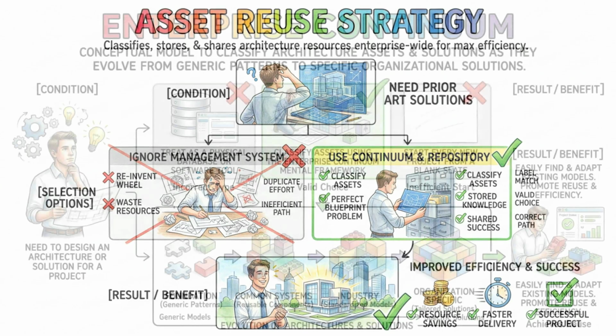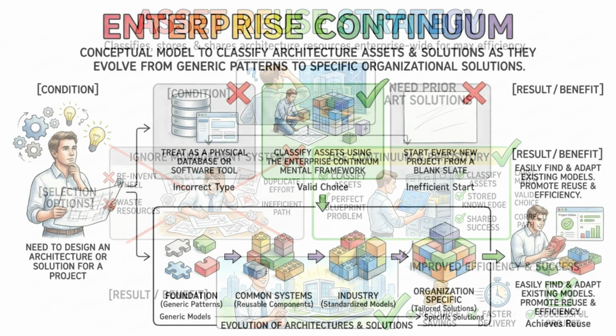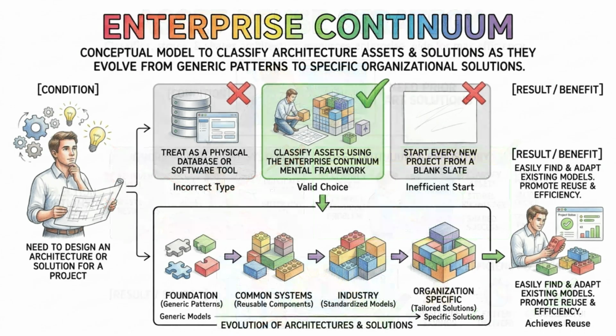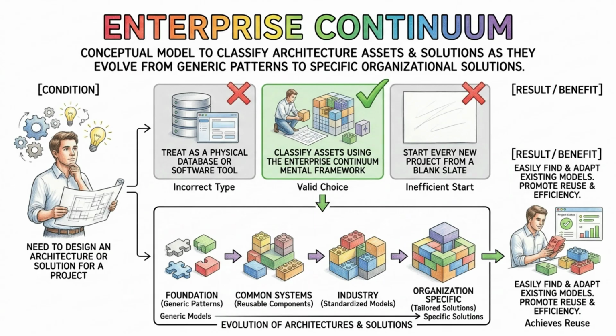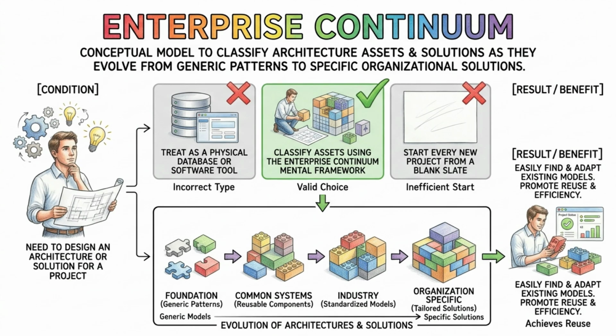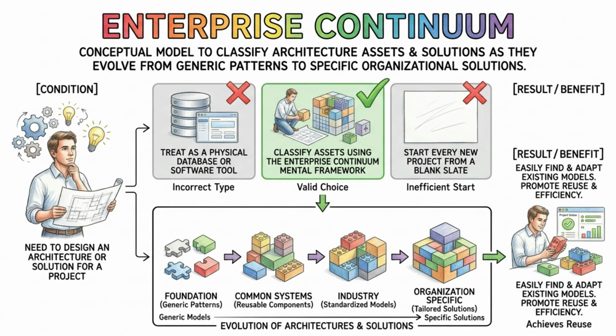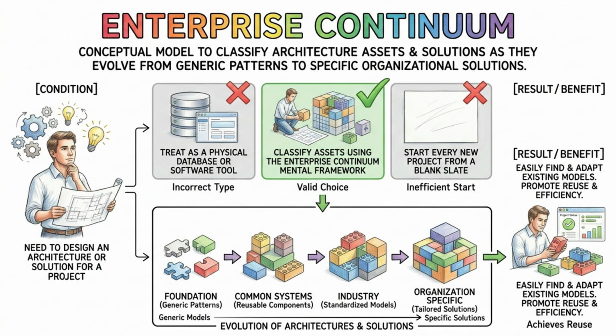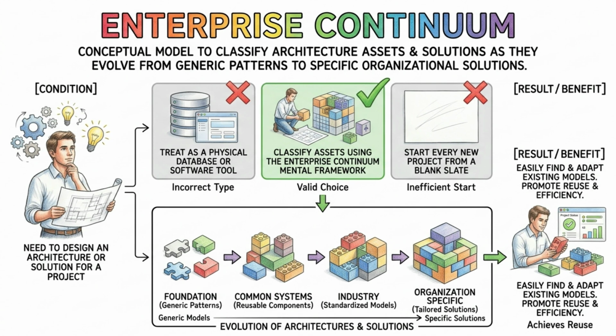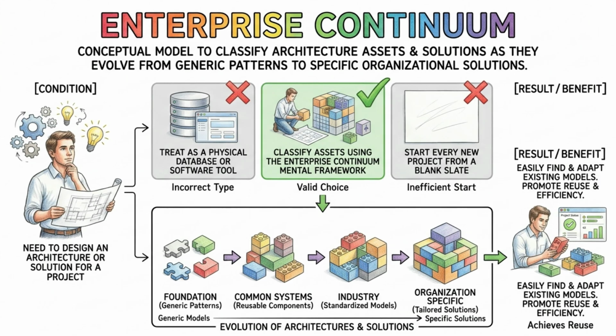The enterprise continuum is a conceptual model used to classify architecture and solution assets as they evolve from generic industry patterns to highly specific organizational solutions. It is not a physical database or a software tool, but rather a mental framework for organizing how you think about reusable architectural components. By classifying assets correctly, architects can easily find and adapt existing models instead of starting every new project from a blank slate. On your exam, remember that the enterprise continuum is all about classifying assets to promote reuse and efficiency.